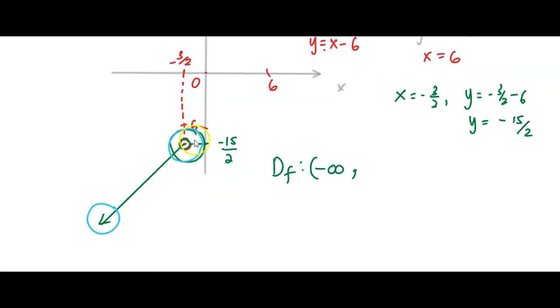All right, and then what is the value of x? The value of x is negative 3 over 2. So the domain will stop at negative 3 over 2, and then we close it with the open bracket.